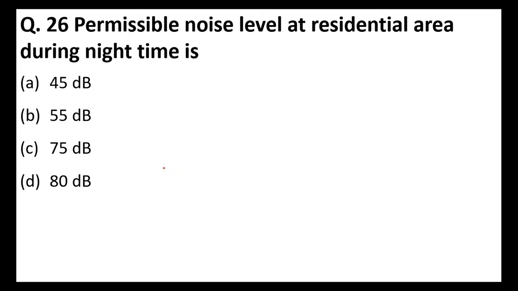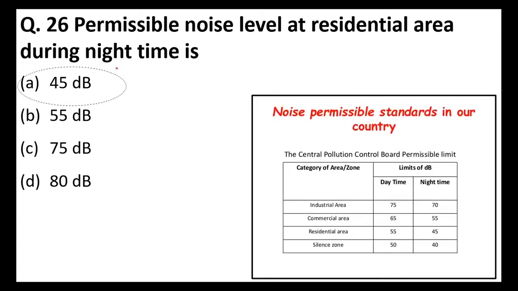Permissible noise level in residential areas during night time is 45, 55, 75, or 80? See, one question of this type has been asked in the recent NET examination. So don't take these questions lightly. You could also be asked about the permissible limit of day. See, we have daytime and night time, so they could ask anyone. The correct answer is 45. If you read here, permissible sound limit at night. If they had asked about day, this would not have been the answer. But since they have talked about night time, the answer is A, 45.